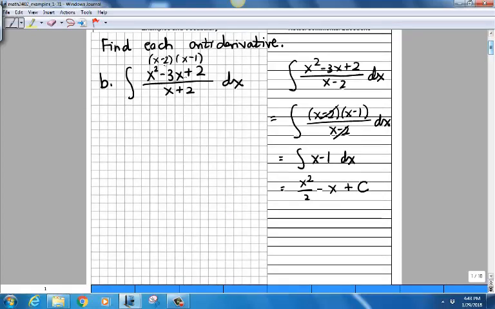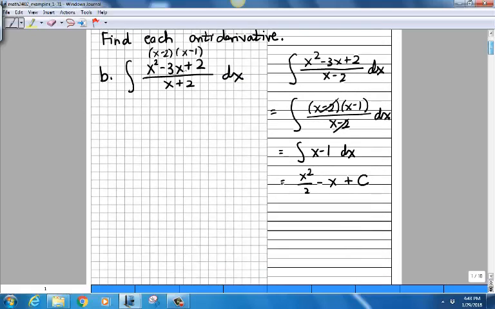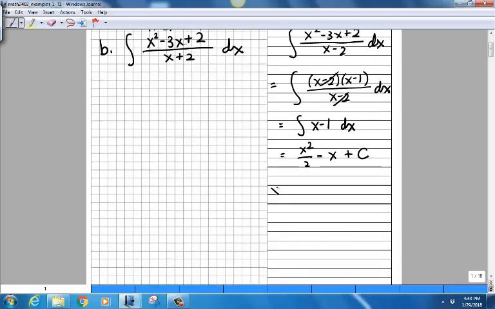I'm going to rewrite the integrand by using long division. So let me give myself a little bit of room here for carrying out the long division. This isn't a terrible long division problem, but we're going to divide x plus 2 into x squared minus 3x plus 2. All right, so I know you've done long division with polynomials before. You may be rusty with it because it's not something we do every day.